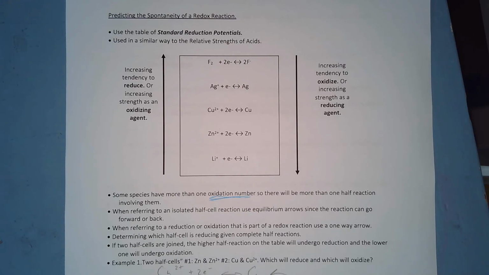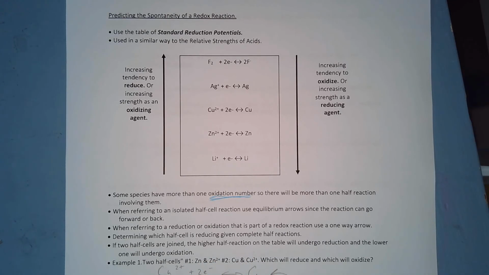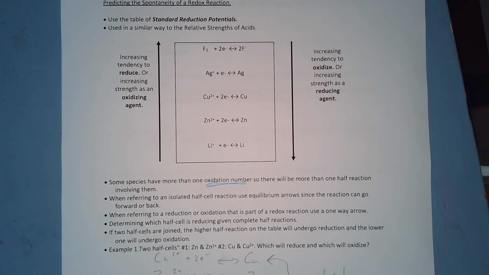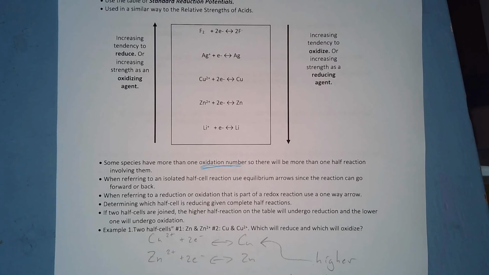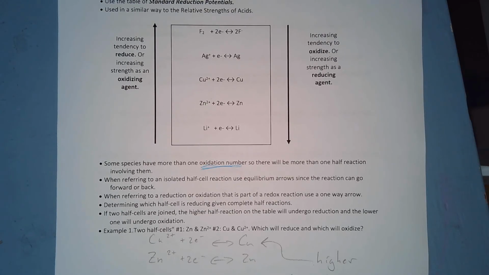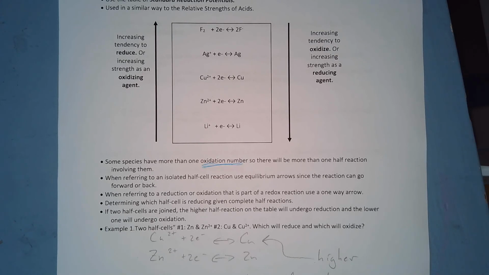Okay, so this is what we're going to be going with here. If two half cells are joined, the higher half reaction on the table will undergo reduction, and the lower one will undergo oxidation. So I'll show you how we do that. For example, let's look at this one here. You've got copper 2+ and copper metal. That's one half reaction, and then you've got the zinc 2+ and zinc metal half reaction.